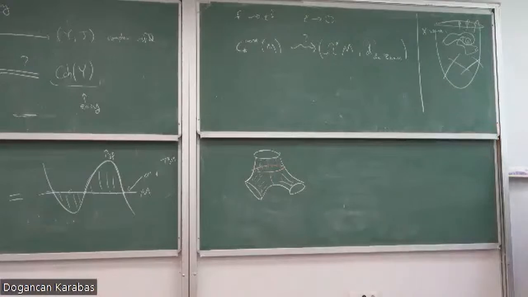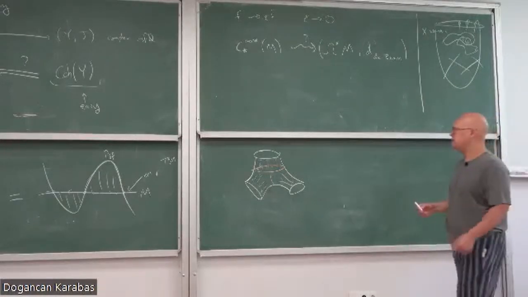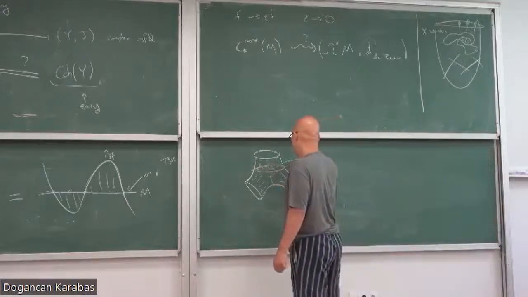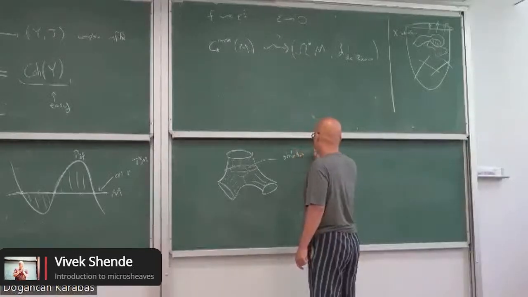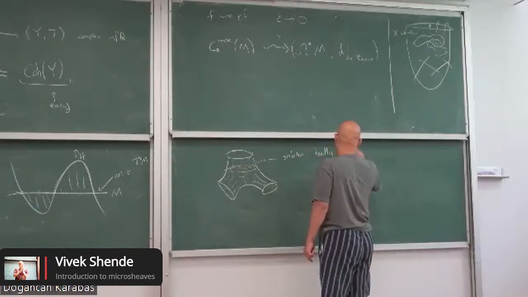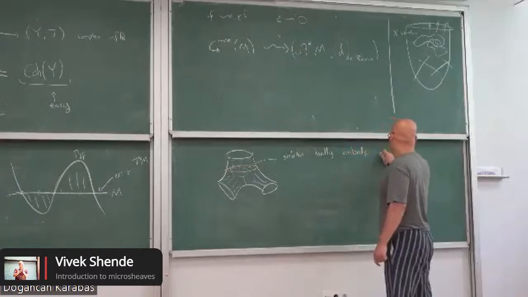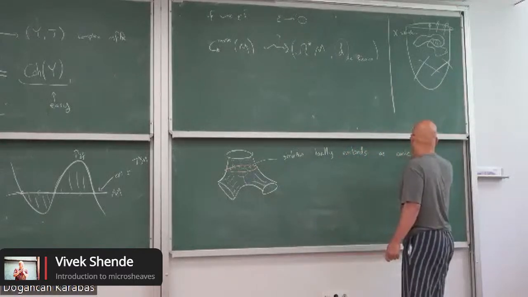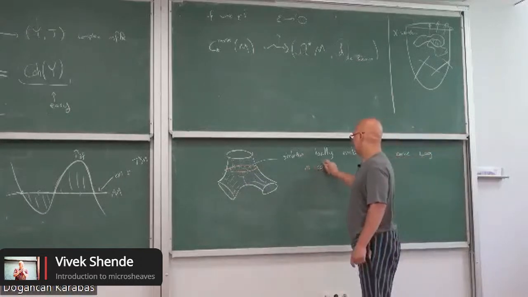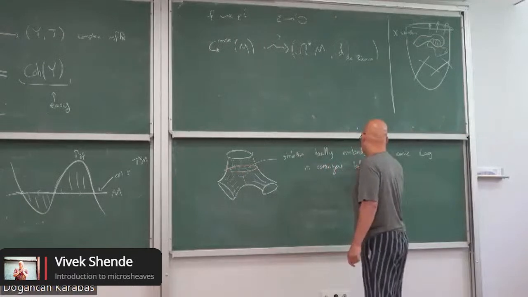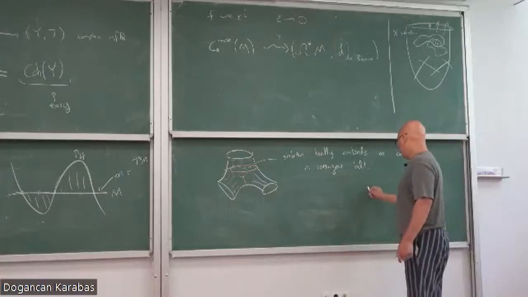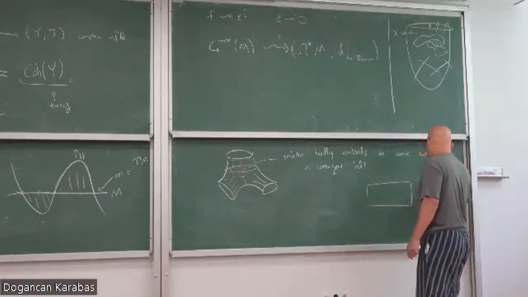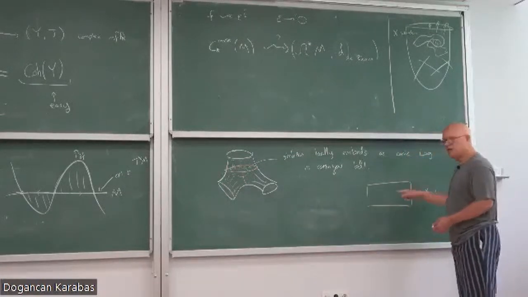So one thing that I want you to pay attention to about this skeleton is that, in this example, this is not always true, but in this example, it locally embeds as a conic Lagrangian in a cotangent bundle. Why? Well, which cotangent bundle? I can take T star S1. You have to identify the ends.